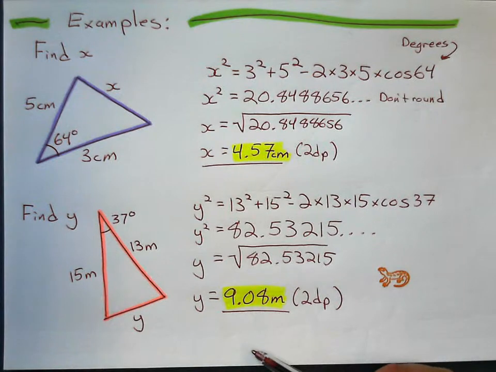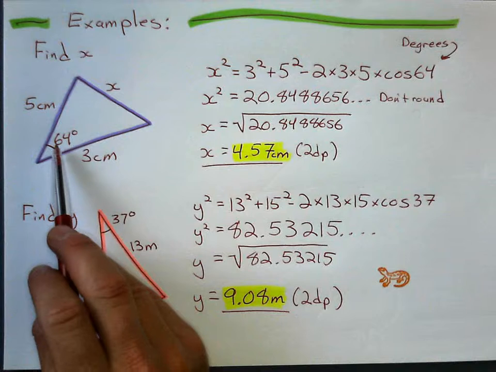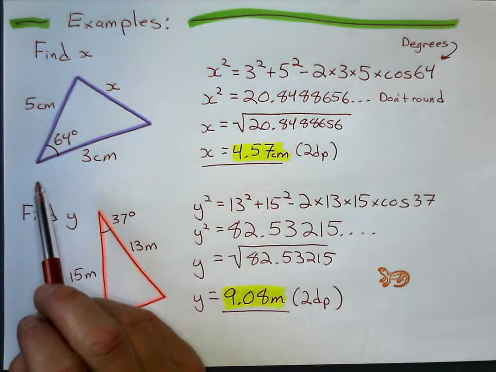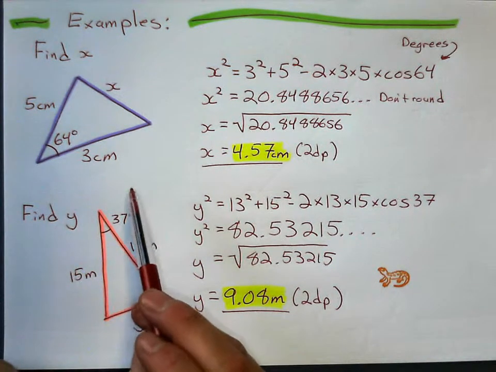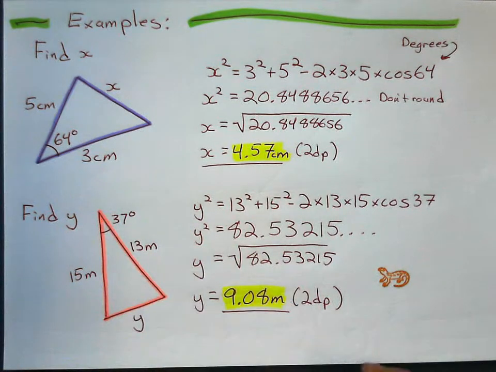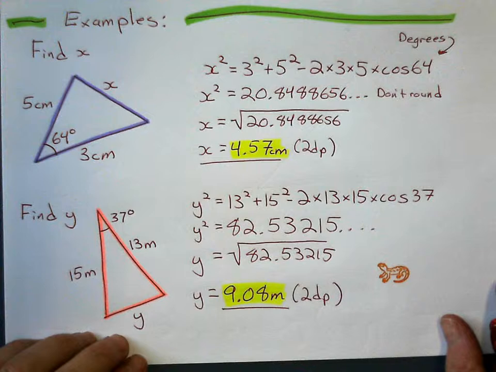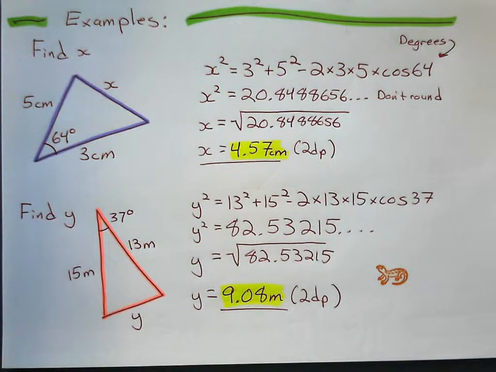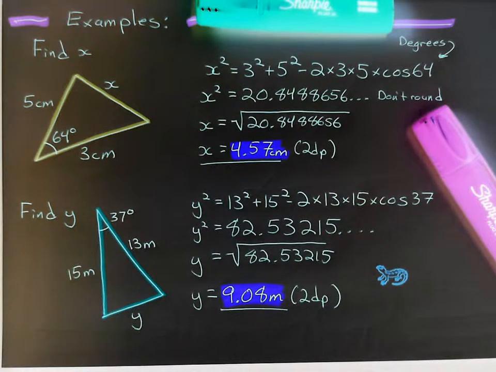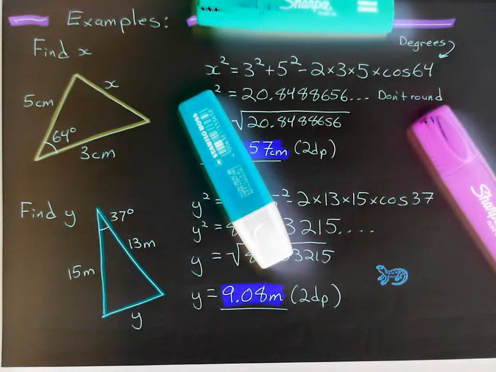Okay, so that's the cosine rule, and how it differs from the sine rule is that we've got the included angle in between 2 given sides, as opposed to the sine rule, which has a side opposite the given angle. There's no side given opposite the given angle with the cosine rule. Okay, and that's the cosine rule in 5 minutes, isn't it?